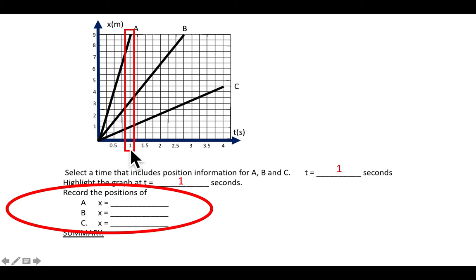So that's an easy thing to do next as we switch down here to record those positions. So at 1 second, the position of object A is 9 meters, so we record that. At 1 second, the position of object B is 3 meters. Then lastly, at 1 second, the position of object C is 1 meter. So we've recorded the relative positions of each of the three objects at the same time interval.